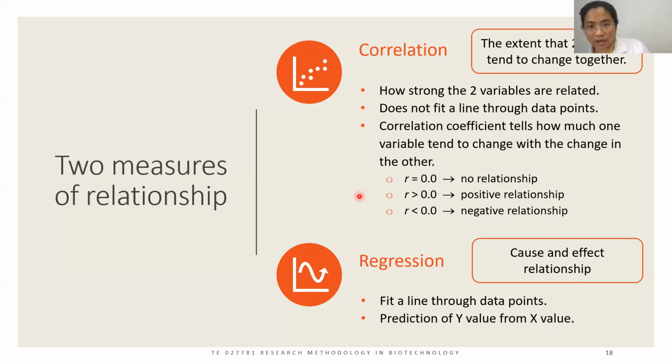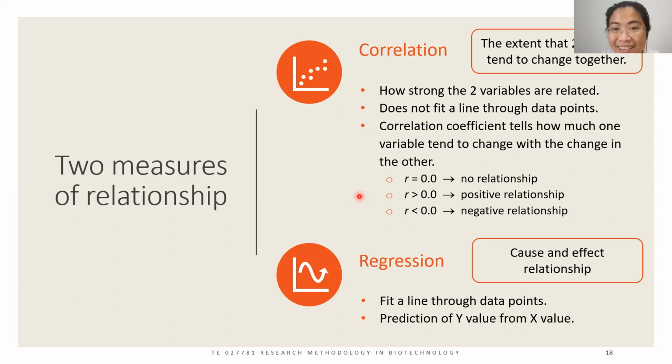But they are different. Okay, those two words are different. Correlation tells you how the two variables tend to change with one another. But regression is about a cause and effect relationship. The word regression normally involves fitting data points with an equation. So that's when you have regression. Like linear regression is when you are trying to fit a linear curve.